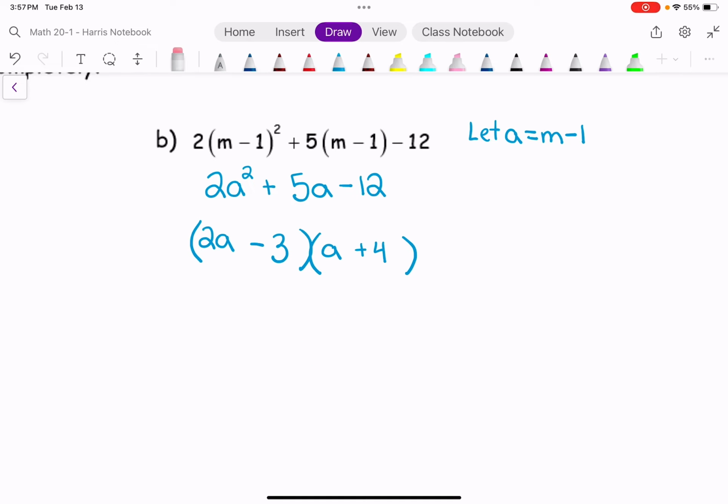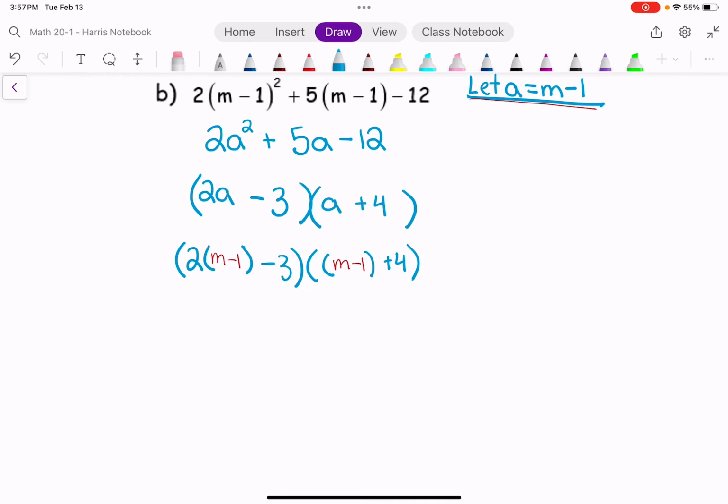Okay, so I have my factors. It's factored. Now I need to plug back in what I said a was going to be. So now I have 2, but my a is now going to be m minus 1, minus 3. And then my a here was m minus 1, and then plus 4.